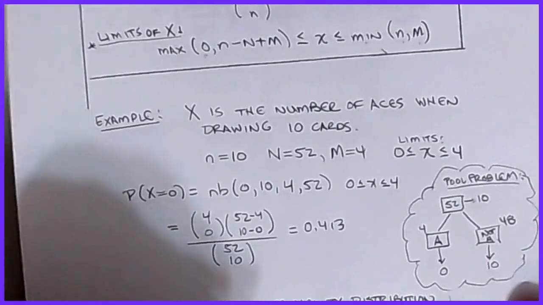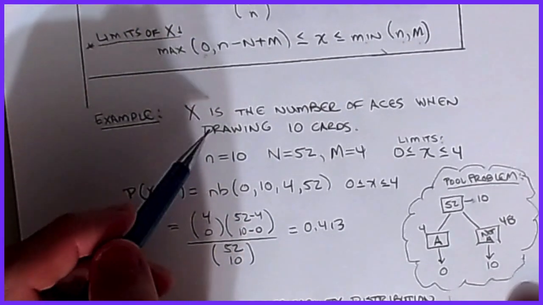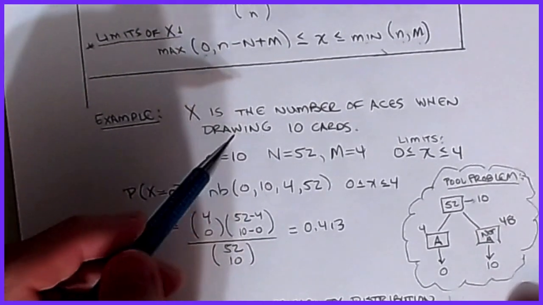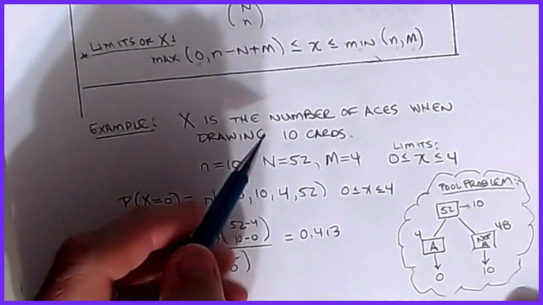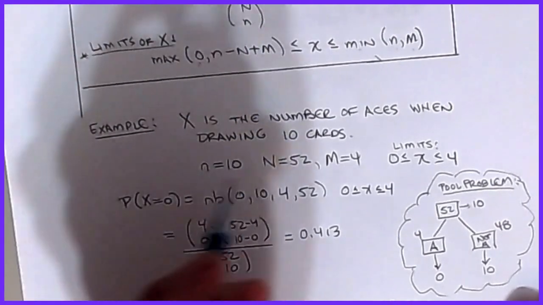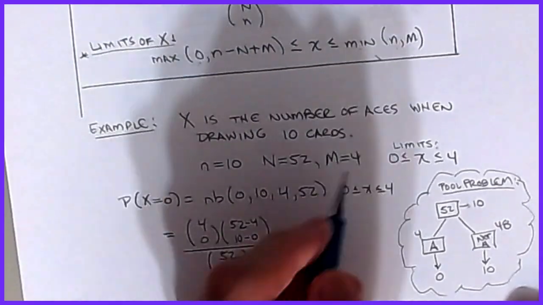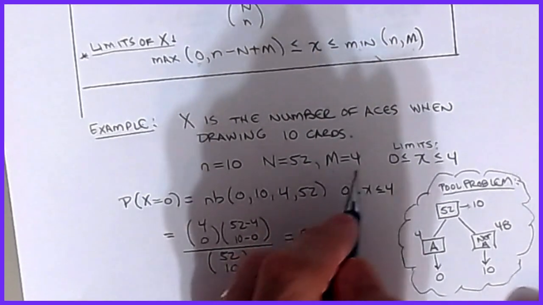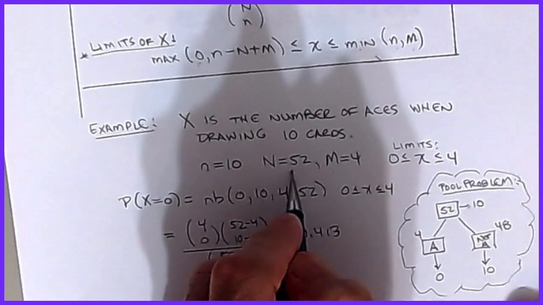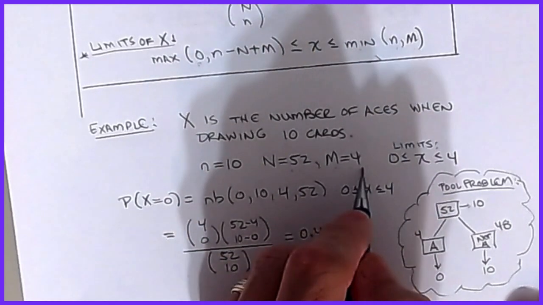Okay, so let's take our aces problem. Let's define x as the number of aces when we're drawing 10 cards out of a standard deck. So the variables that we have: n is equal to 10, because that's the number of cards that I'm pulling in the sample. Capital N, assuming that it's a fair deck, is 52 cards. And then M is the number of successes that are possible in the population N. For a standard deck, we know that we have 4 aces. That's why we have M equal to 4.